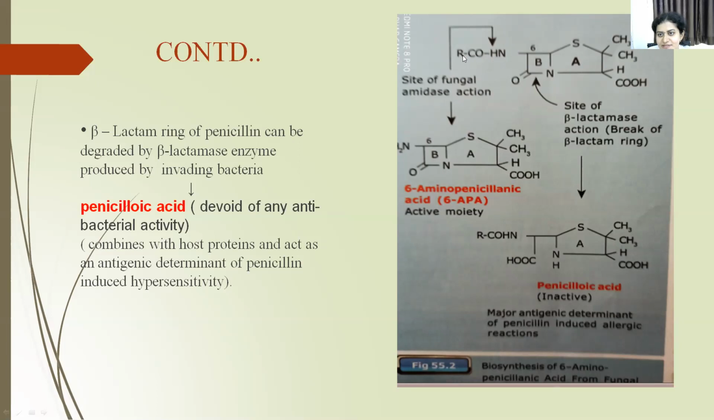At position 6, there is a group, that is the RCONH group, that gets degraded by the fungal amidase, and they form 6-amino penicillinic acid, and this is the active moiety of the drug penicillin. Penicilloic acid is an inactive product. It does not have any antibacterial property, and this is formed by the beta-lactamase enzyme, which is produced by the invading bacteria. But the main active product is 6-amino penicillinic acid, which is formed by the fungal amidase.